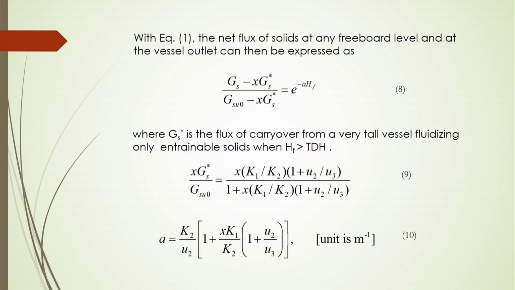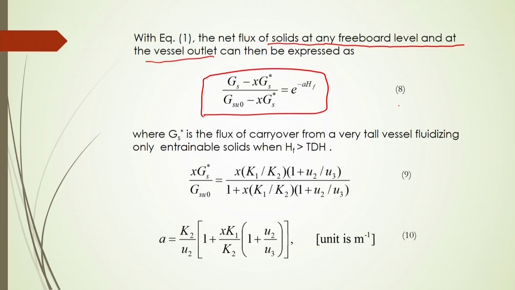Now, with equation 1, the net flux of the solids at any freeboard level and at the vessel outlet can be expressed by substituting rho 1 and rho 2 and expressing by mass flux, as given by equation 8. So, in this case you can say what the mass flux of the solids being entrained by the bubble inside the bed will be, and that is represented by this. This is a function of A shape, that is, along the height of the bed, how this mass flux will be changing here.